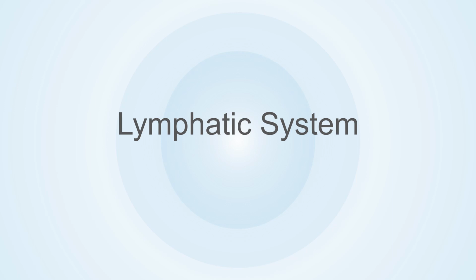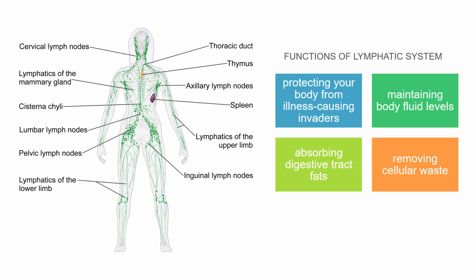The lymphatic system is a network of vessels through which lymph drains from the tissues into the blood. Your lymphatic system is part of your immune system and has many functions. They include protecting your body from illness-causing invaders, maintaining body fluid levels, absorbing digestive tract fats, and removing cellular waste.